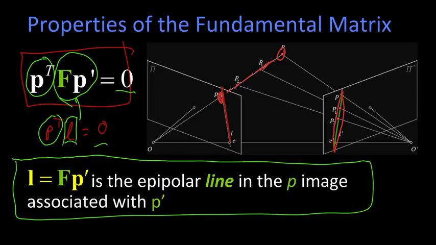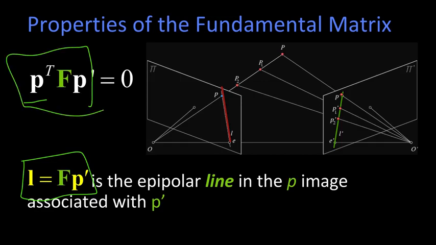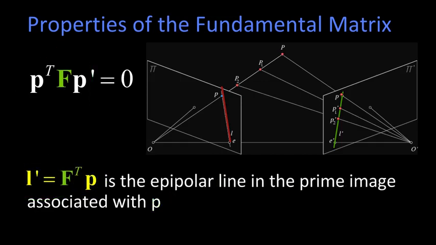Okay, so remember, I'm going to erase these, right? It's going to be multiplying a point in the P image. So L equals FP prime is the epipolar line in the P image associated with the point P prime. Also, just reversing this, that means that F transpose P is the epipolar line in the prime image associated with the point P.